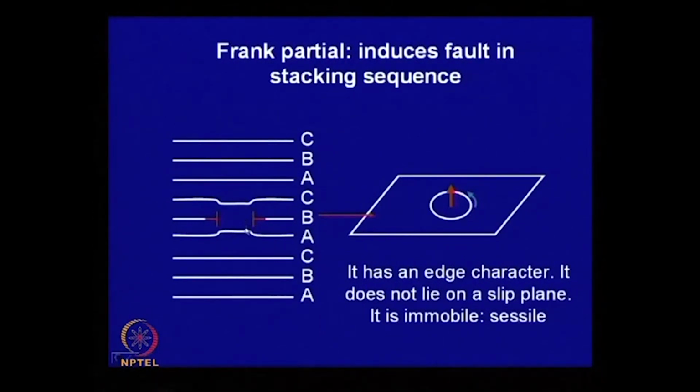This Burgers vector direction is perpendicular to the close packed plane, and the close packed plane in this case is 1 1 1, and this Burgers vector is equal to a by 3 1 1 1. The distance between two 1 1 1 or close packed planes in face centered cubic crystal is equal to a over root 3. This distance is a over root 3.